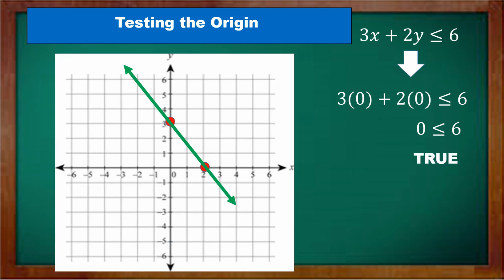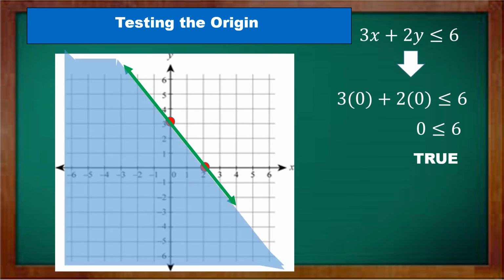statement. So in our graph, we will shade the region wherein the origin is part of it. Basically, it is below the solid line. So that is the graph of the inequality 3x plus 2y less than or equal to 6.